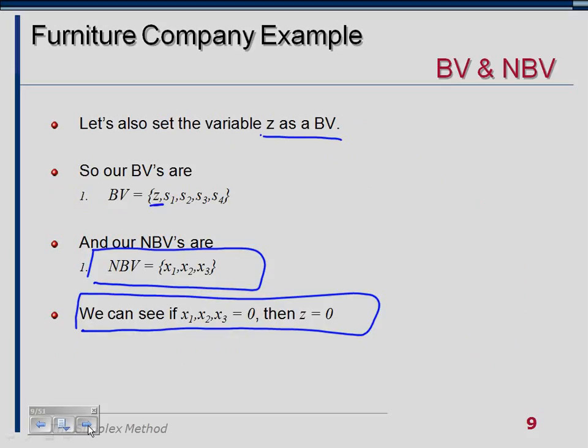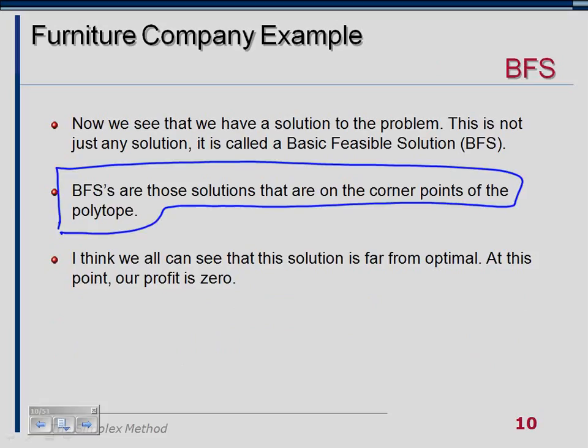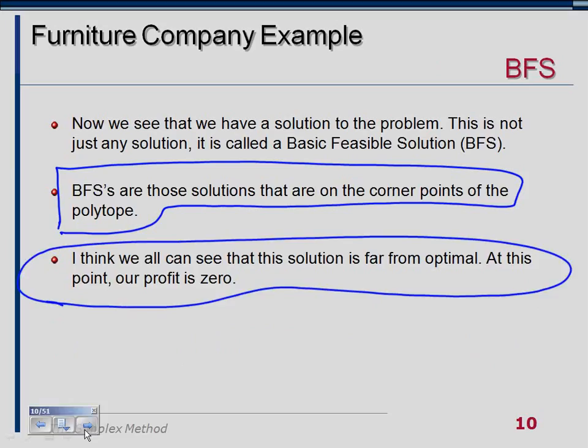Now we have a solution to the problem. It's not just any solution. It's called a basic feasible solution because it's in a corner point. It's over here in the corner at the origin. So it's important to us. Basic feasible solutions are those solutions that are on the corner point. Sometimes they're called corner point solutions. Usually we refer to them as basic feasible solutions. So I think we can all see that we're not near the optimal solution yet, because the profit is equal to 0. So now we need to find a better basic feasible solution.